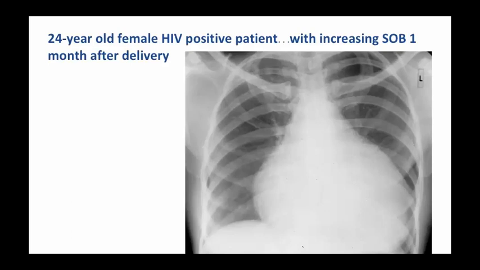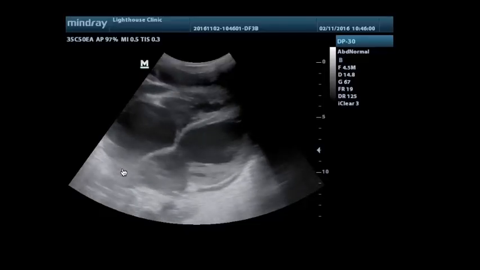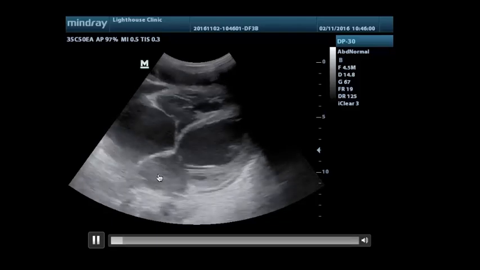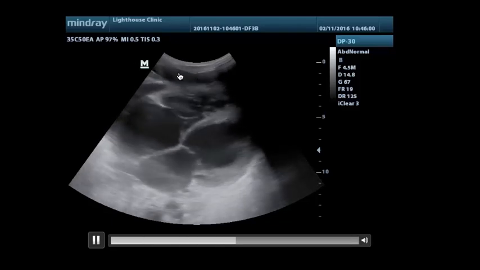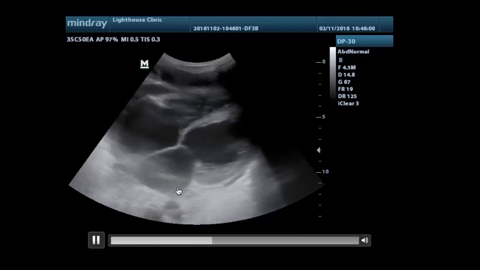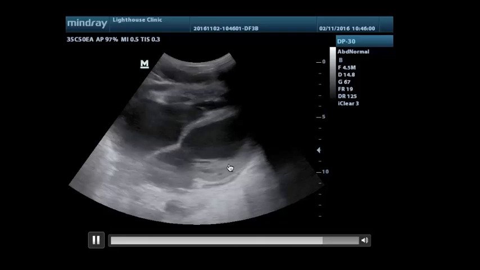So let's go back to the clinic, and we see another patient, a 24-year-old female, HIV positive, with increasing shortness of breath 1 month after delivery. The chest X-ray looks actually very much the same, and we will now look with the ultrasound at this heart again just for our orientation. In front here, the liver, right ventricle, right atrium, left ventricle.